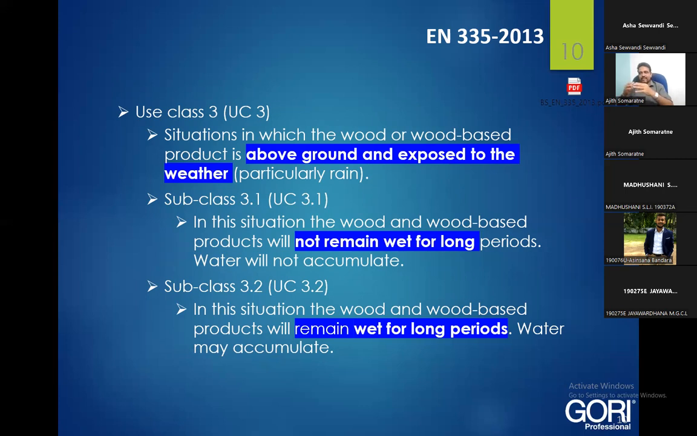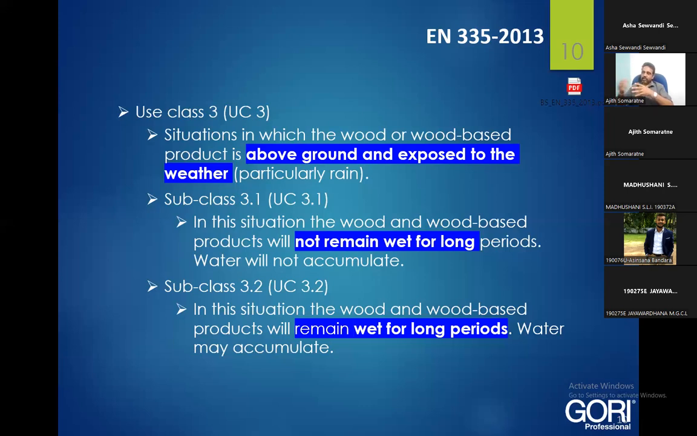Here, as an example for 3.1, we can take a rooftop garden or rooftop restaurant where you have furniture. This furniture will come into subclass 3.1 because it is exposed to the weather, sunlight, and rain. But water will not clog for a long time on the furniture, right? There will be no clogging. If we take an exterior window or exterior door, all fall in this subclass 3.1.